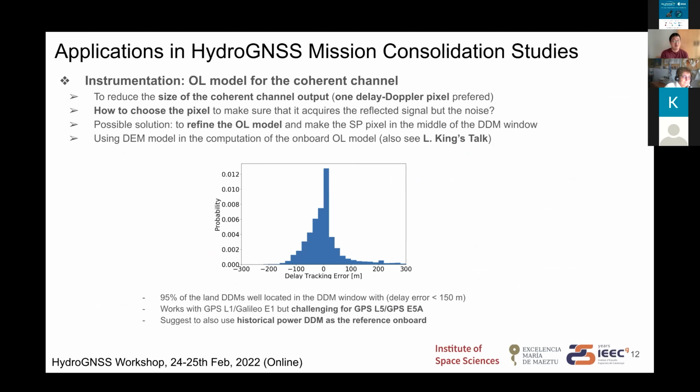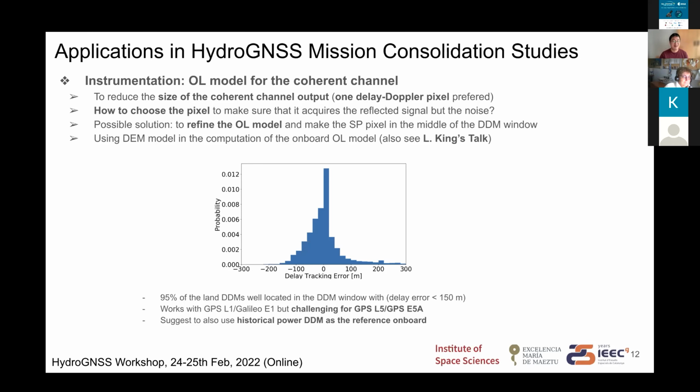Another innovation of this mission is the coherent channel. To reduce the size of the coherent channel output, it's better to select only one delay-Doppler pixel with a high sampling rate. However, in this case, we need to choose the pixel properly to make sure that it acquires the reflected signal around the peak of the DDM. A possible solution is to refine the open loop tracking model on board and make the specular point pixel in the middle of the DDM window.